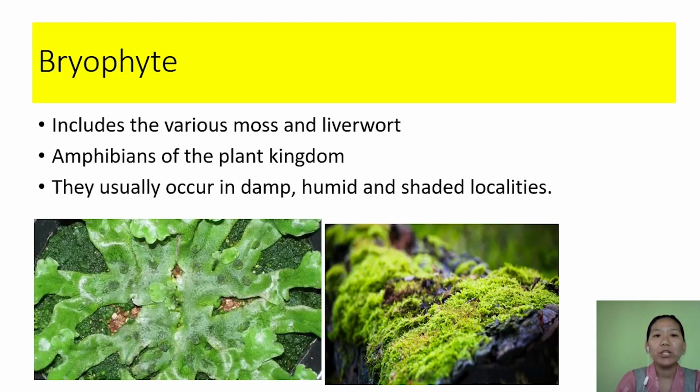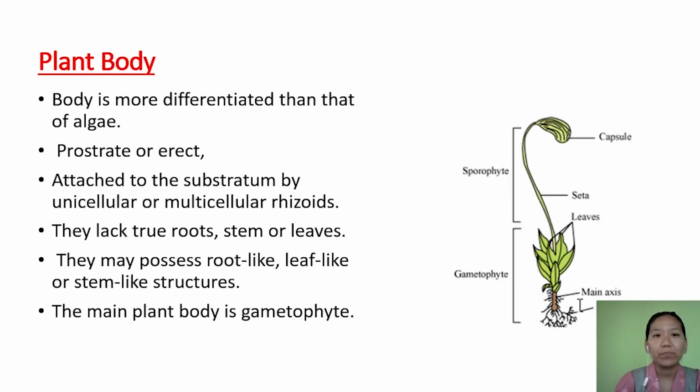Bryophytes include various mosses and liverworts, and they are usually found in damp, humid, and shaded areas. These bryophytes are also called the amphibians of the plant kingdom because they grow on land, but they must grow very close to water bodies because sexual reproduction takes place only in the medium of water. That is why they are called amphibians of the plant kingdom.